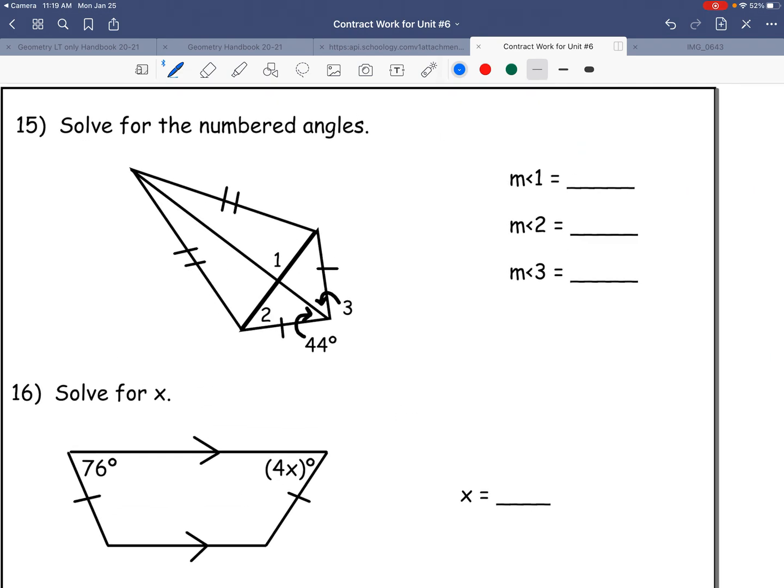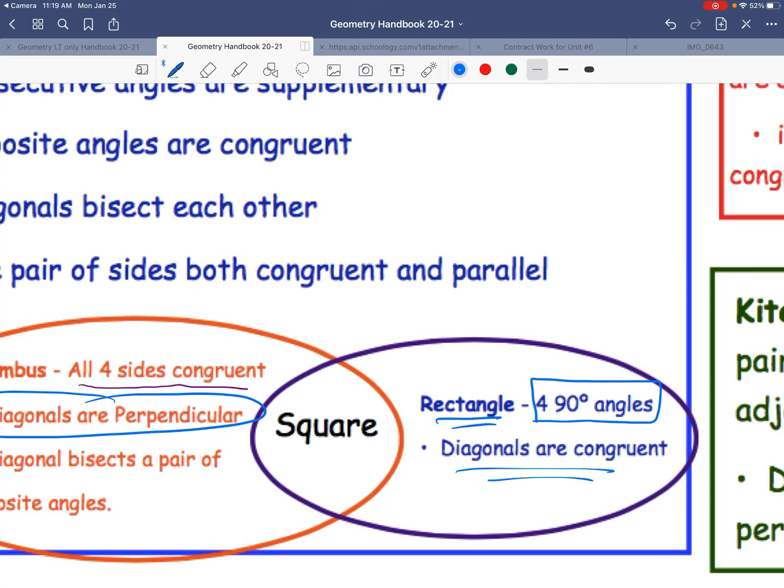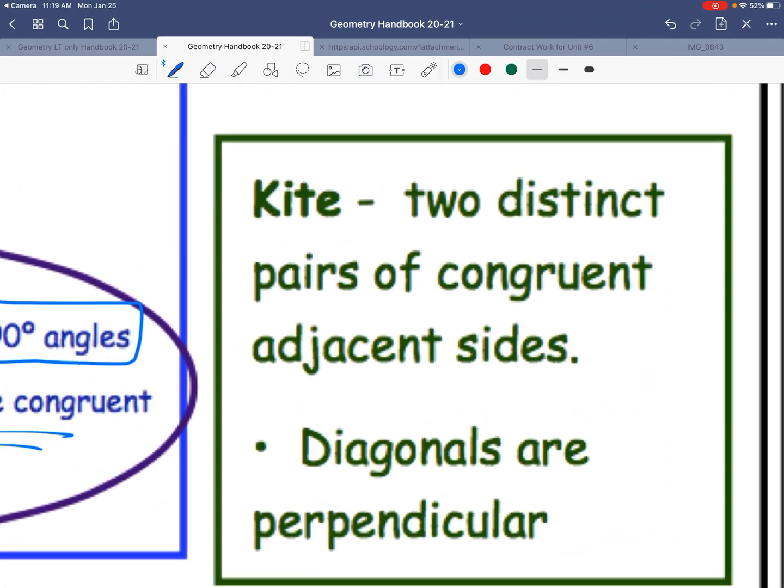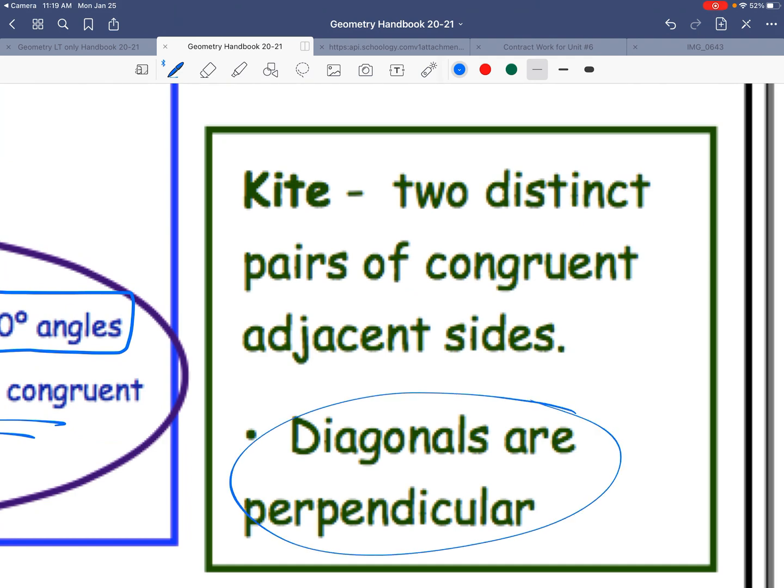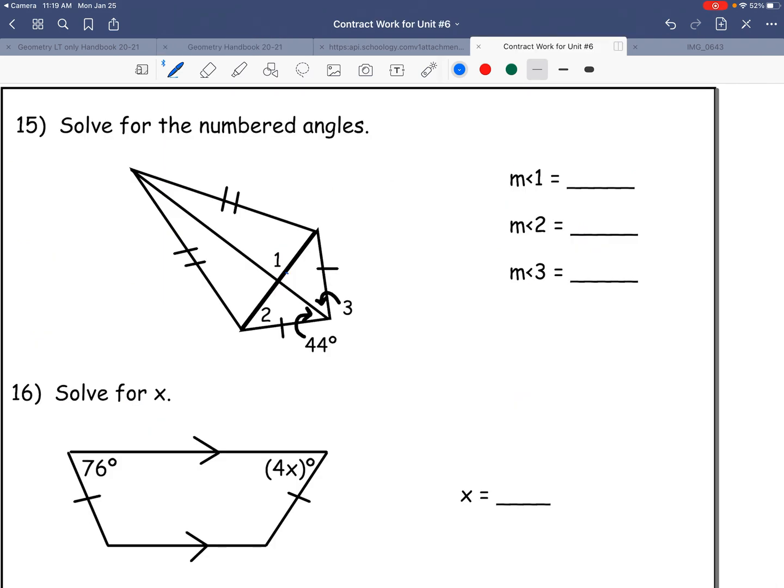Solve for the number of angles in this kite. It's a kite because consecutive sides are congruent. We know kites have diagonals that are perpendicular. So I know that one is going to be 90 degrees. Now I know that that longest diagonal also bisects that angle, so angle 3 is going to be 44 degrees. And so if this is 44, 90, I can get the measure of angle 2. It forms a triangle, and that's 46 degrees.